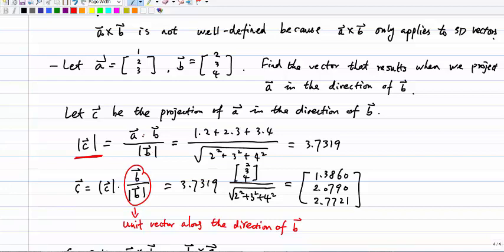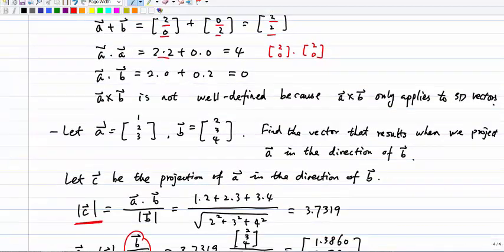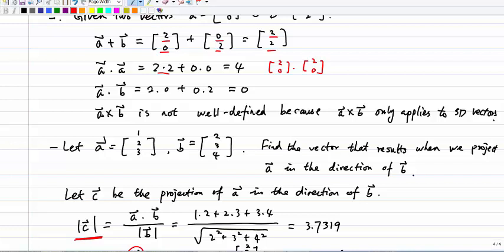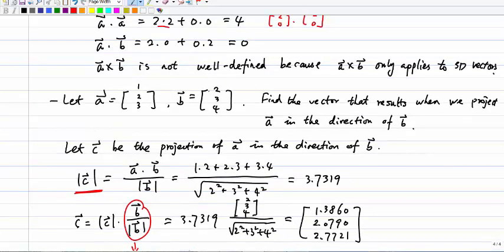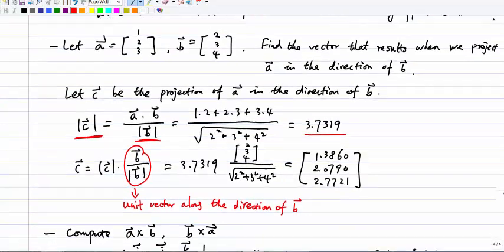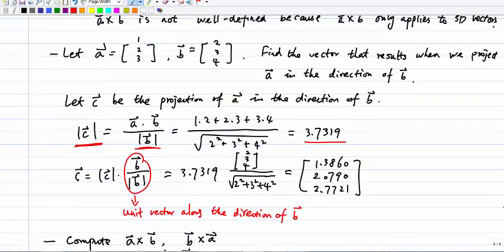A dot B is already computed over here. The dot product is just computing the entry-wise product and then the sum. So it will be just 1 times 2 plus 2 times 3 plus 3 times 4. And divided by the norm, the magnitude of B, which is the square root of the sum of the squares of each entry: 2 squared plus 3 squared plus 4 squared, take the square root. So this gives you something like this. When you have that, C is given by the magnitude of C itself times the direction, right?